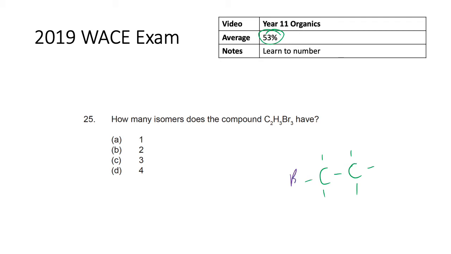You can have the bromines all on the first one, right? Or you can have two bromines on the first one, one on the second one. Or you can have one bromine on the first one and two bromines on the second one. Wait a minute, isn't this the exact same thing as that? Yes, it is. So therefore, there's only two possible isomers. It's either going to be 111 or 112. All right, those are the only two isomers that you can have of tribromoethane.